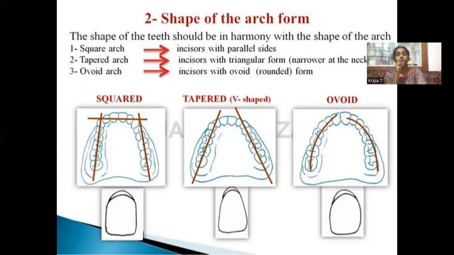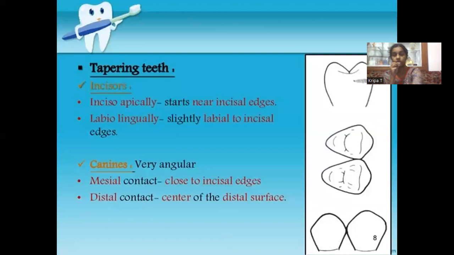If it is a square arch patient, we are taking into account now the incisors. His incisors will have parallel sides. If his arch is tapered, the incisors will have a triangular form with a narrow neck. If it is ovoid, incisors will be rather ovoid or rounded. So, based on that, the contact will also be different. Here we are discussing about the tapering teeth.